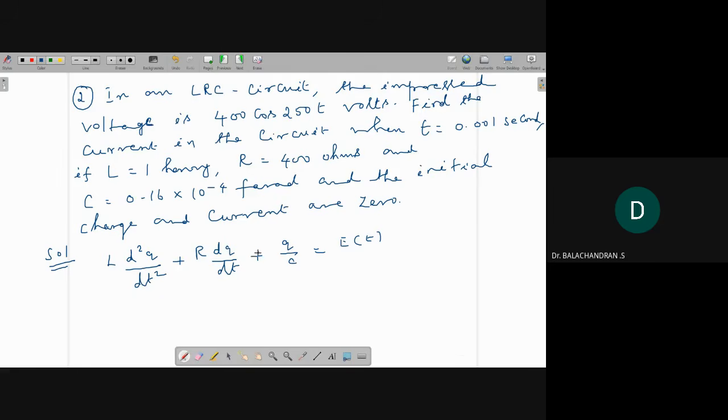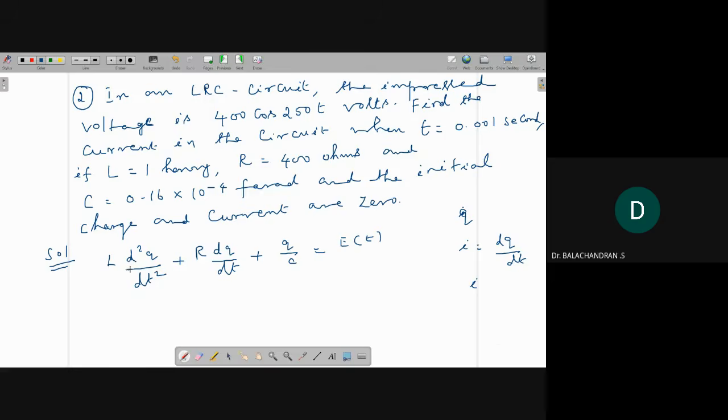I think it is a better way to write in terms of q. Once you get q, you can get I by just differentiating q. If you had I and wanted q, you would need to integrate. So that's why it is better to write like this. First find q, and then if you differentiate, you can get I.